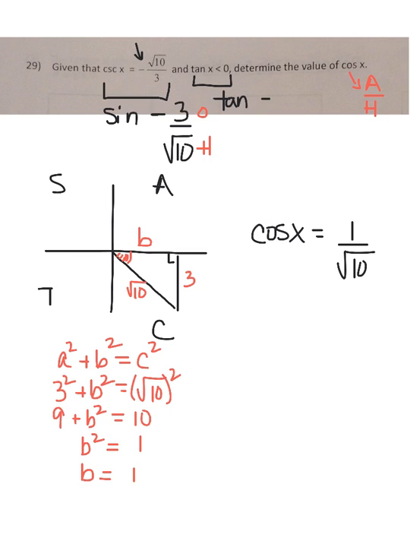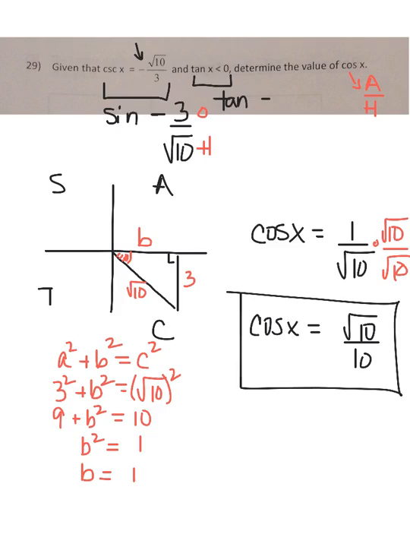Now, that's not rational, though. We can't have a radical in the denominator, right? So we're going to multiply both the numerator and the denominator by that radical 10. And we are going to get the cosine of x is equal to radical 10 over 10. Now don't forget, all students take calculus. And in that fourth quadrant, cosine is what's positive, and that's exactly what I have. So then my answer is radical 10 over 10.